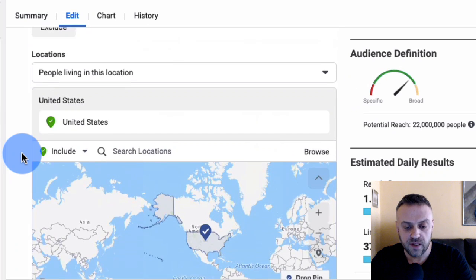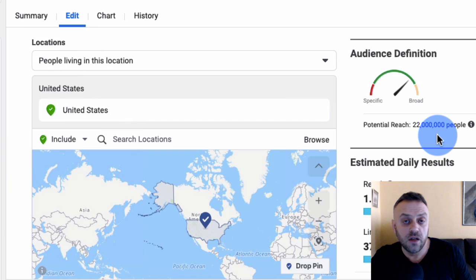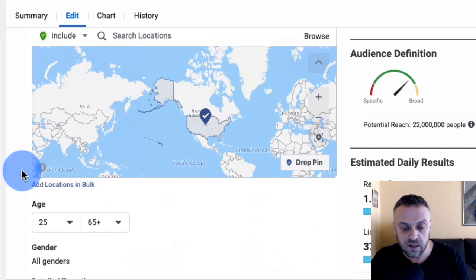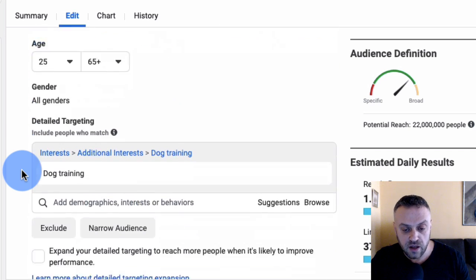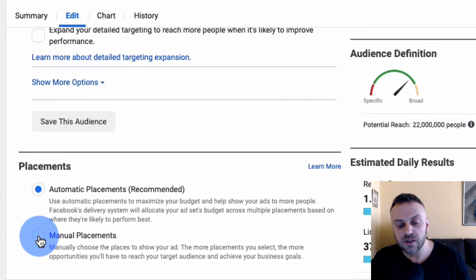And we're going to narrow this down a little bit. And remember, it's much better to have a big one because you can narrow it down than something small with like 100,000 or 50,000, because you won't be able to scale and spend more money. You're going to exhaust the audience. So we have United States, we have dog training, right? They're interested in that. And what we want to do is go into placements.